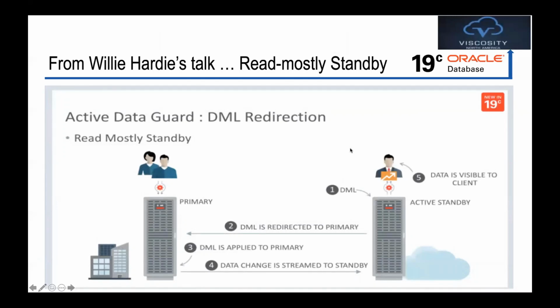Another nice feature, if you don't use Active Data Guard, it is an incredible feature for high availability. But now with 19C, you can even do DML on the standby. So previously, you could do querying on the standby. Now I can actually do DML, and this shows you that it just redirects it to the primary and then sends it to the standby, but it takes care of the detail of that, so I don't have to.